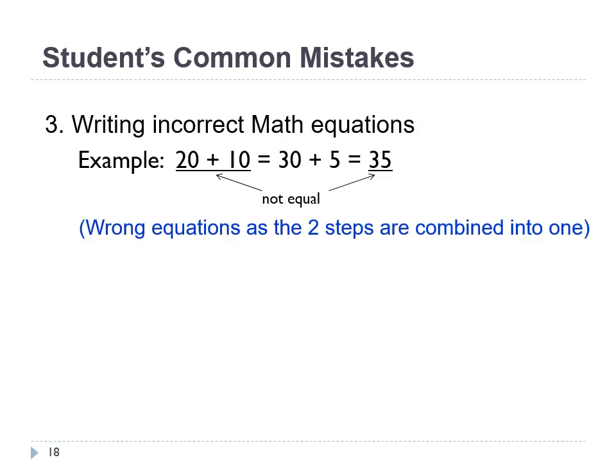Another common mistake is writing incorrect mathematical equations. In this case, 20 plus 10 equals 30. Then the student continues with another equation, but this will cause the equation to be not equal. So like 20 plus 10 is not equal to 35.